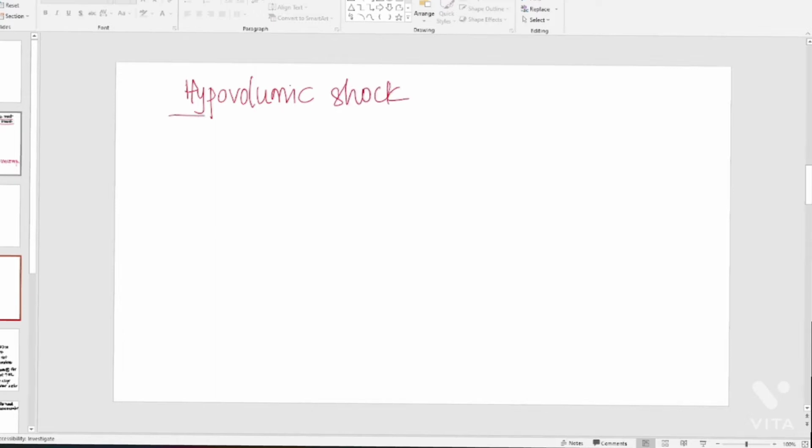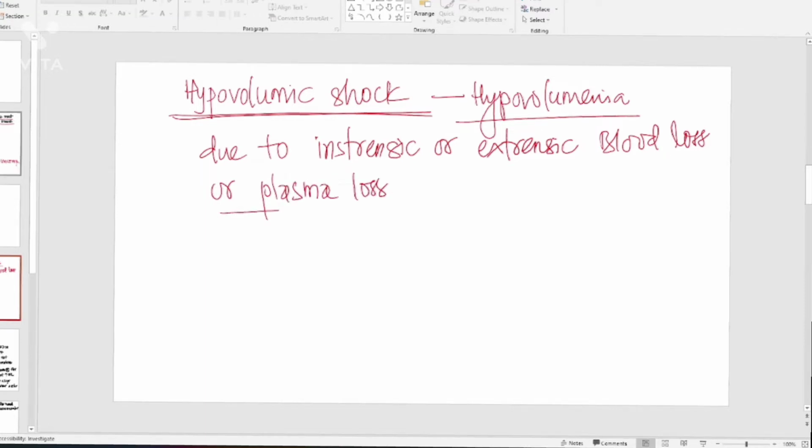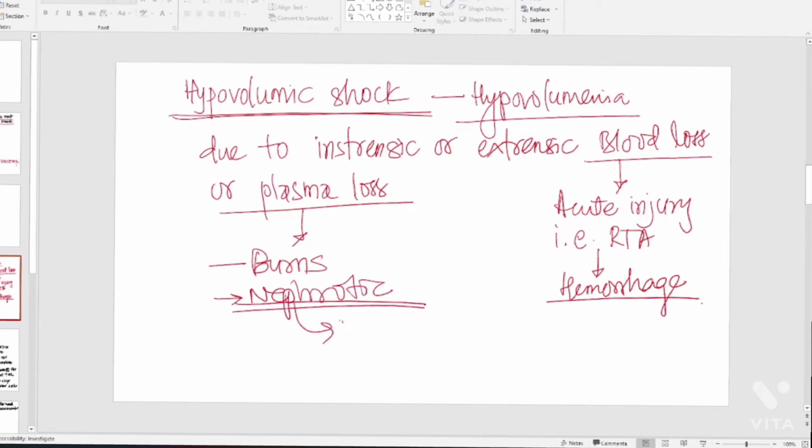It is the phase where hypovolemia is there, which is due to intrinsic or extrinsic blood loss or plasma loss. What do you mean by blood loss or plasma loss? Blood loss means acute injury, that is RTA, which leads to hemorrhage. And what is plasma loss? In burn patients, there is plasma loss, and in nephrotic syndrome, what happens? The child looks edematous, but the extracellular fluid goes to the third space, which leads to hypotension or hypovolemia.